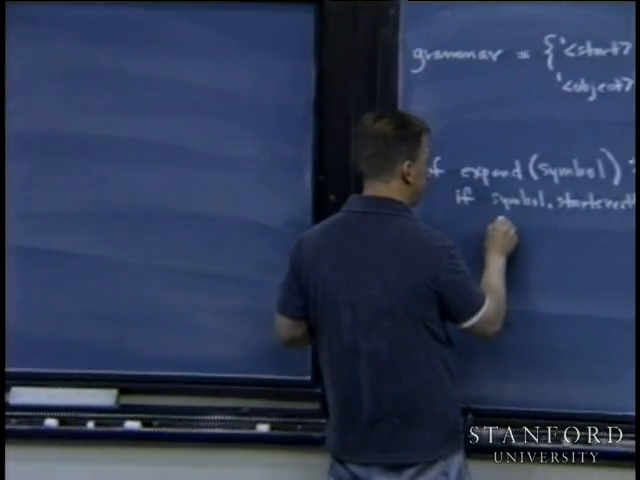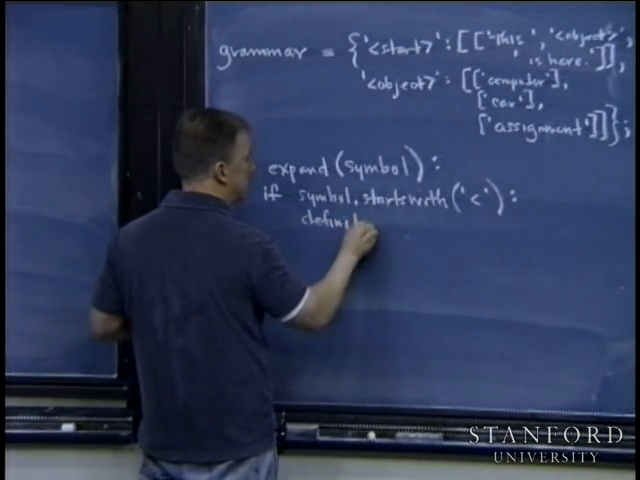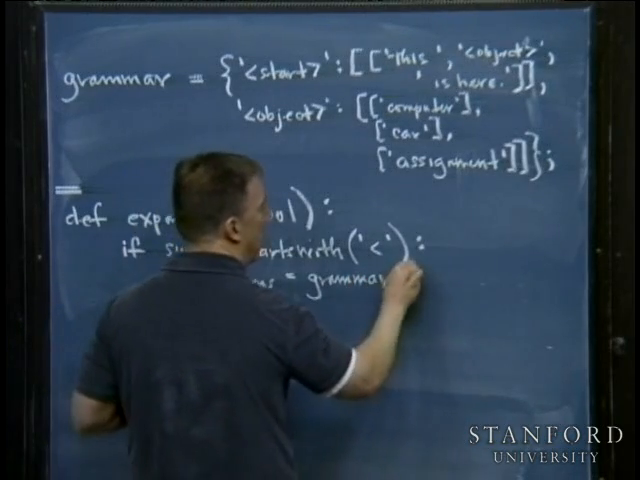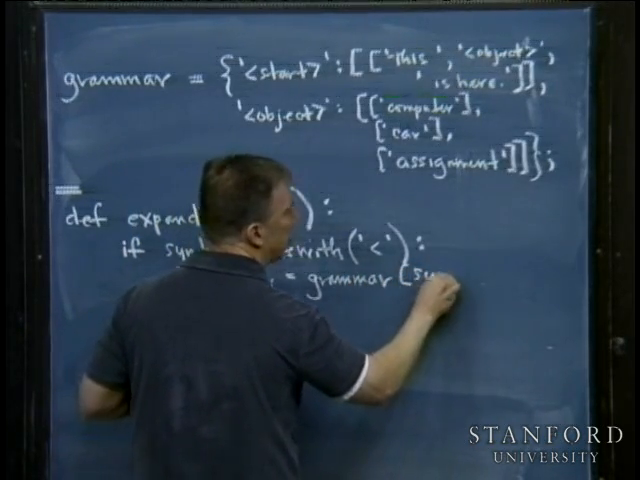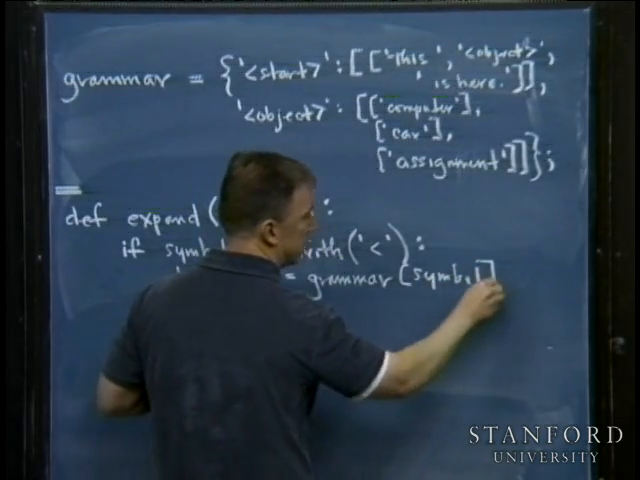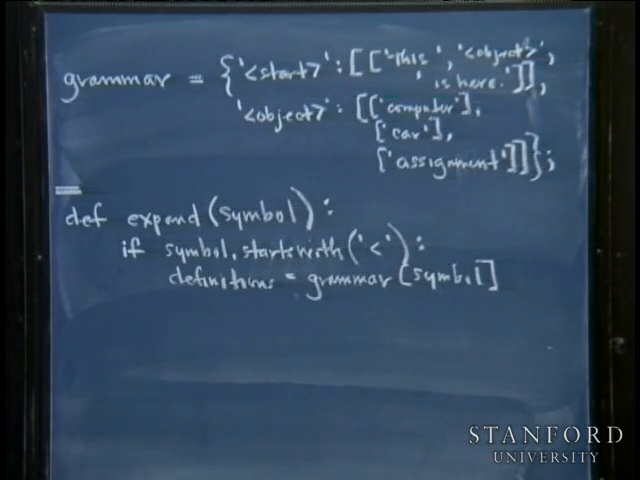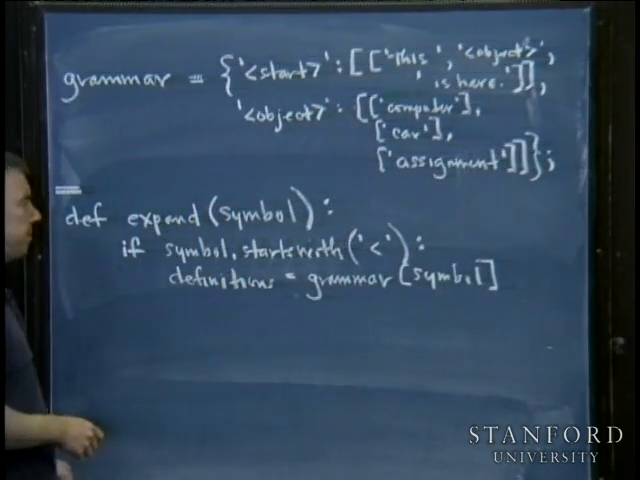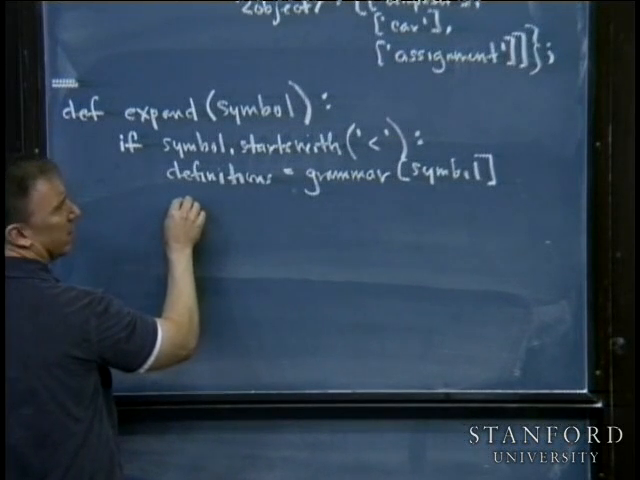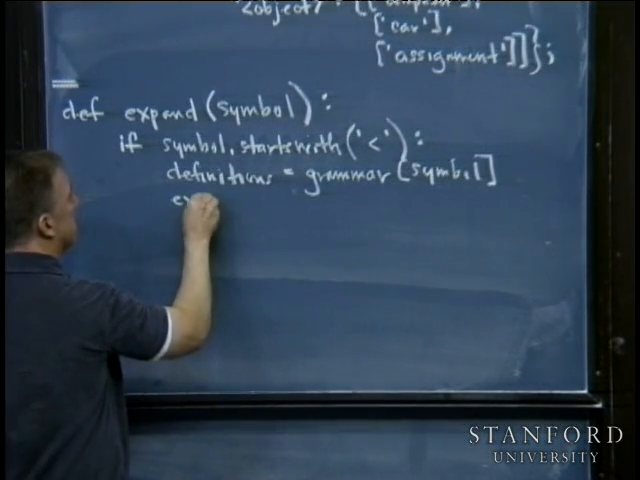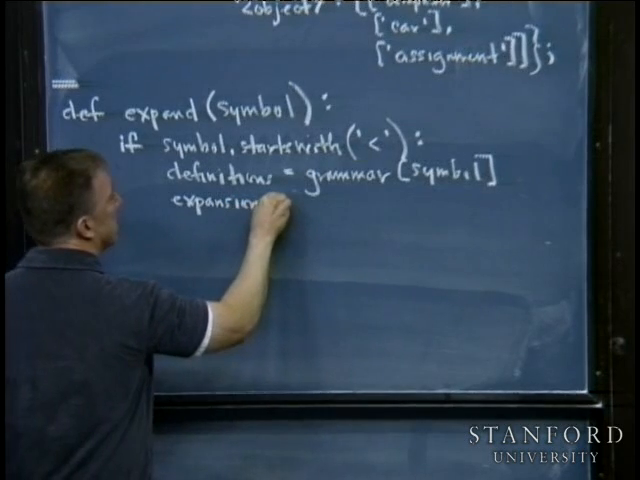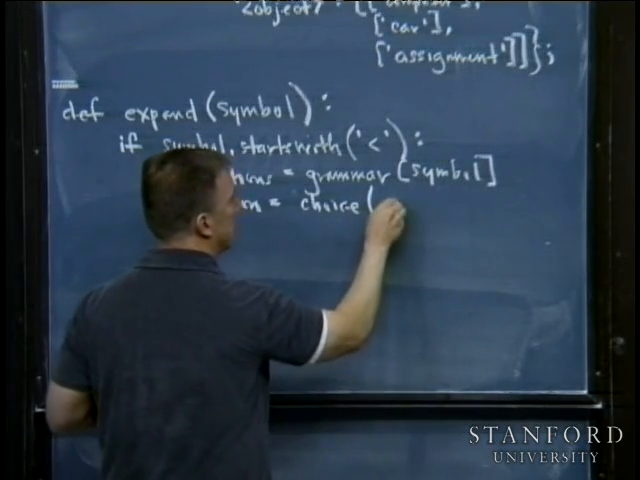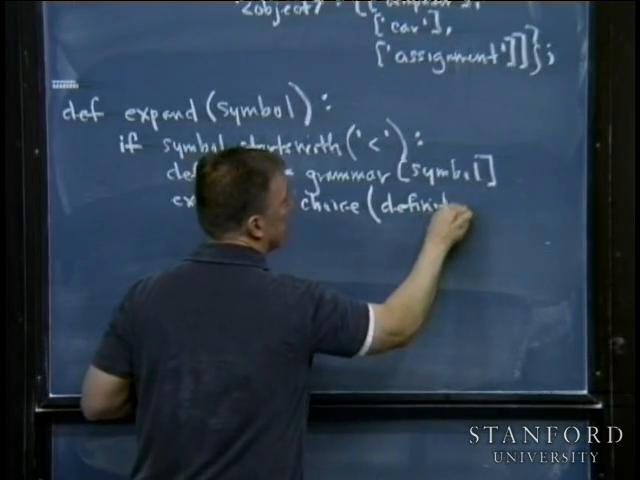So all I'm going to do is this. Definitions is equal to the global grammar of this thing that I'm assuming is really in the grammar. And no semicolon. Okay? That brings in this entire thing. Now there's a built-in, which I'm going to use. I'll say expansion is equal to, there's a built-in function called choice, which takes a list. It actually takes either an integer or a list. I'm going to give it a list.